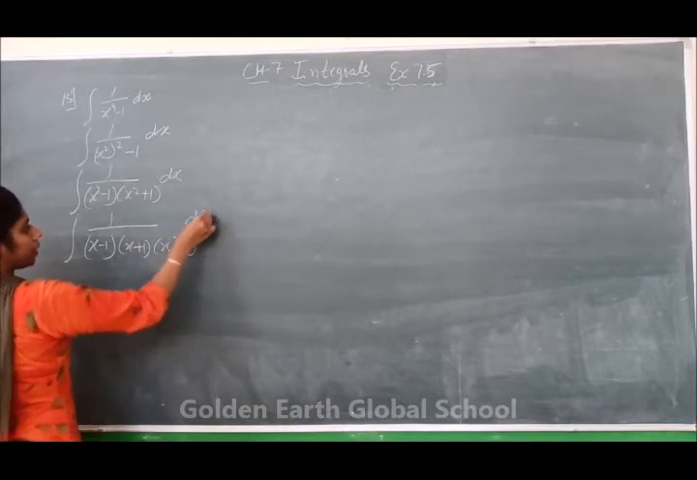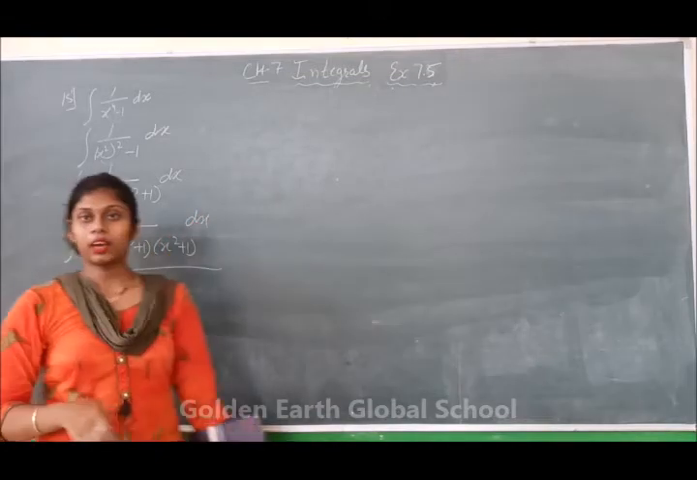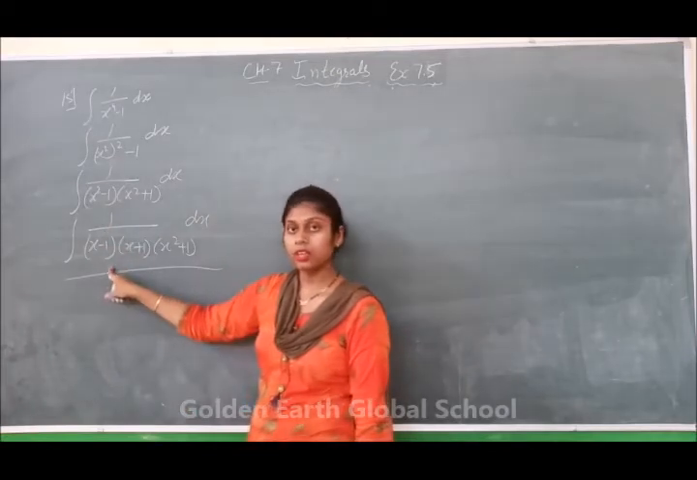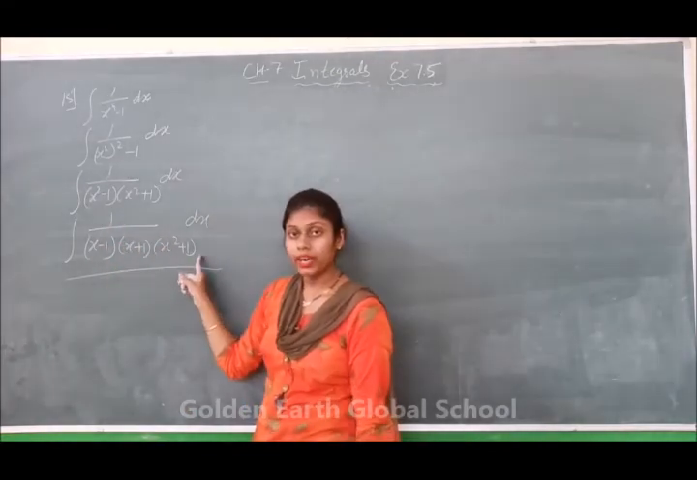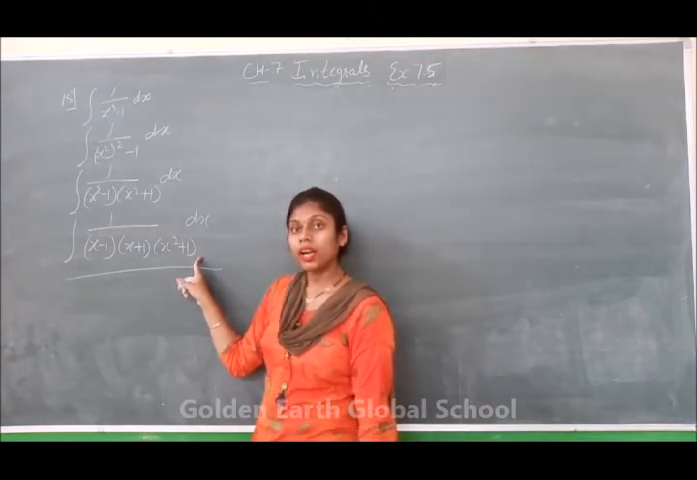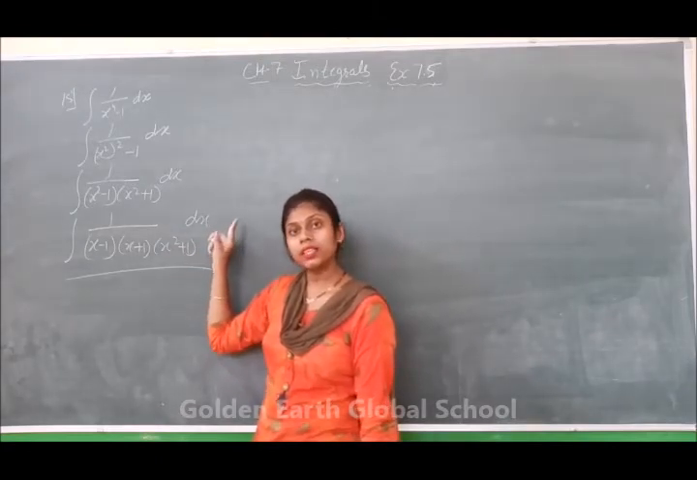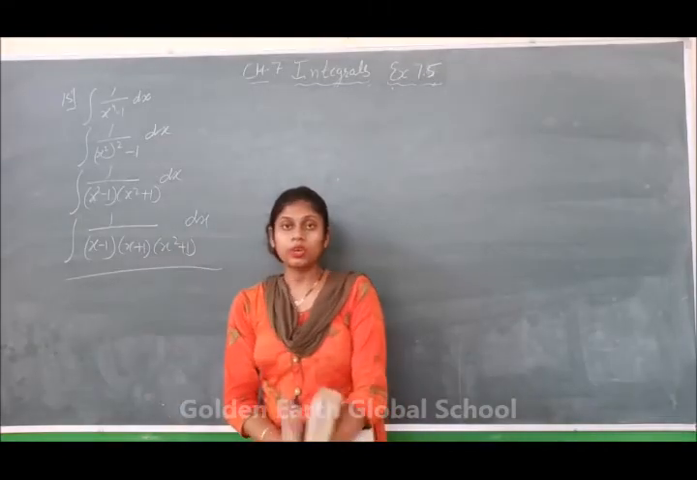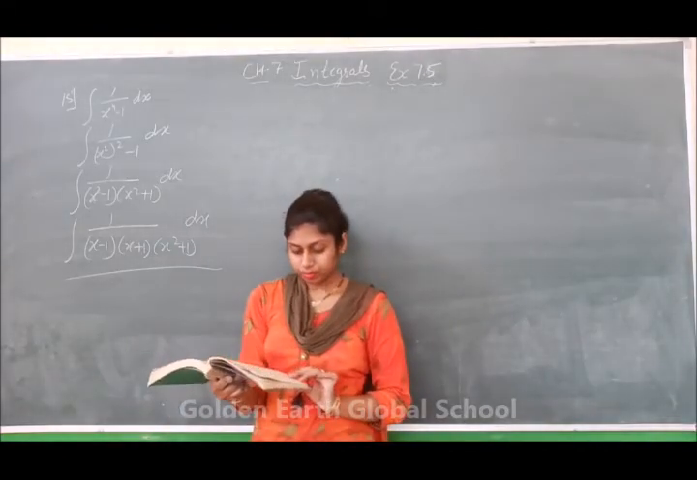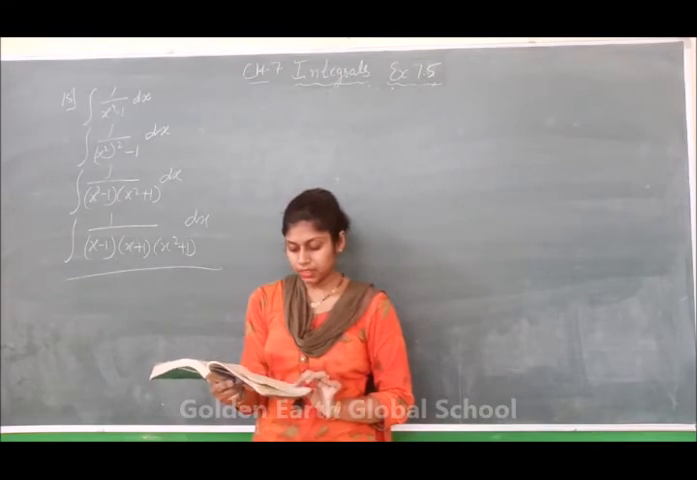Now we can apply partial fraction here: a upon x minus 1 plus b upon x plus 1 plus, for the quadratic term, we have to write the linear term in the numerator, that is cx plus d. Clear? So solve it by yourself. Next, question number 16.